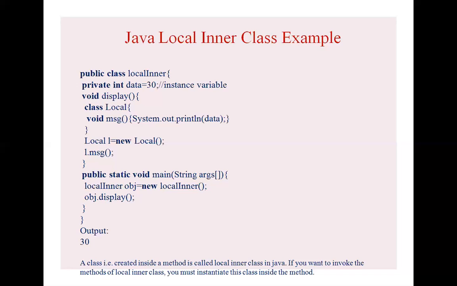A class that is created inside a method is called a local inner class in Java. If we want to invoke the method of a local inner class, we must instantiate the class inside this method. So this is the class instantiated inside this msg method. So it is the example of a local inner class.